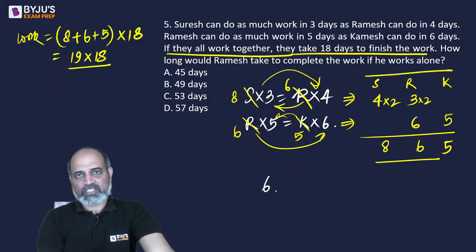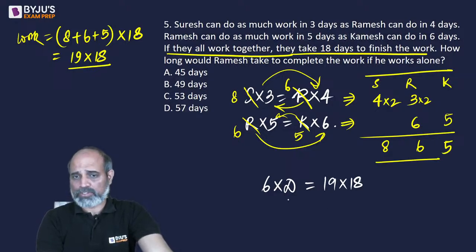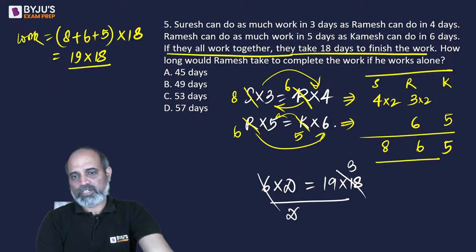So Ramesh works at the rate of 6 units per day. For a certain number of days he has to work so that he finishes 19 into 18. This is the total work. So 6 and 18, this is going to be 3 times. So days is going to be 19 into 3, which is 57 days.